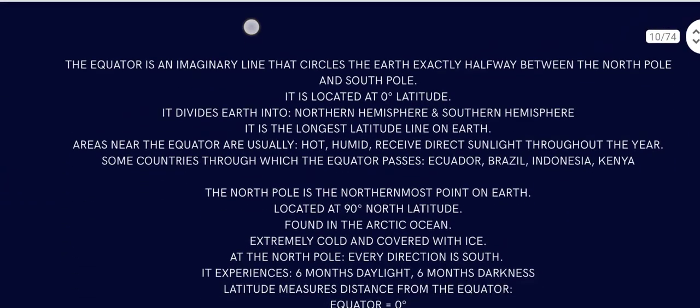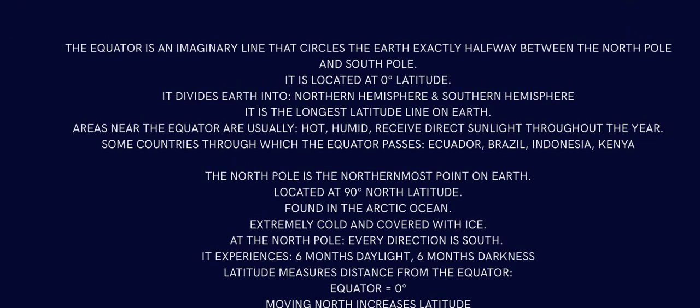The North Pole is located at 90 degree north latitude, found in the Arctic Ocean, and the Antarctic Ocean is south. Both are extremely cold and covered in ice. So they are both the same. What happens in the middle is that at the North Pole every direction is south because it's in the north, and at the South Pole every direction is north.